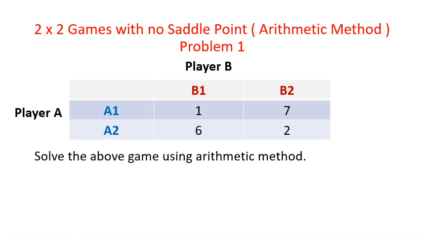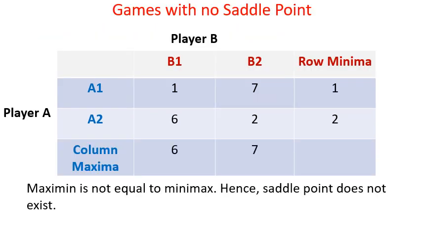Now you don't know whether this particular problem has a saddle point or not. You have to first check that. First we will find the row minima. Between 1 and 7, 1 is the minimum. Similarly, between 6 and 2, 2 is the minimum. Similarly, for the column maxima, the maximum in this column is 6 and the maximum here is 7.